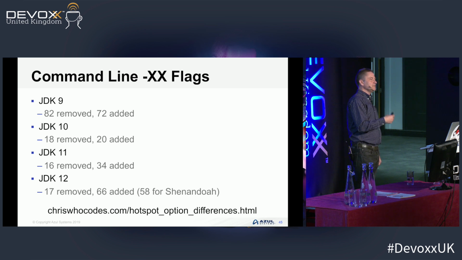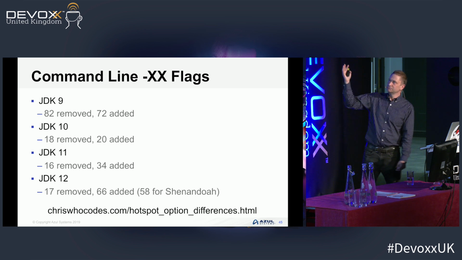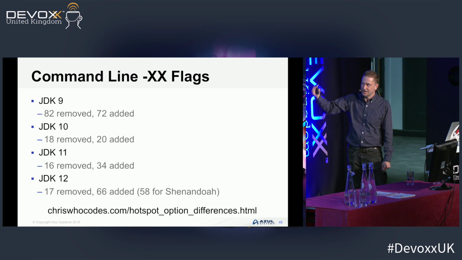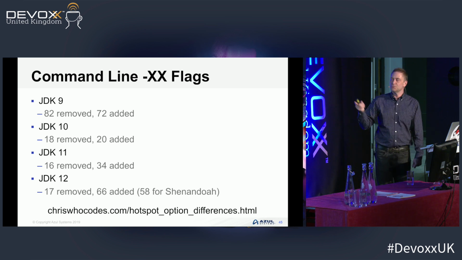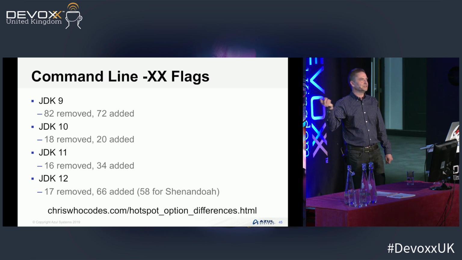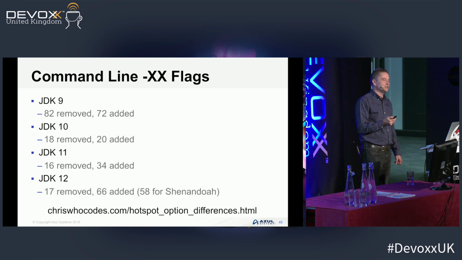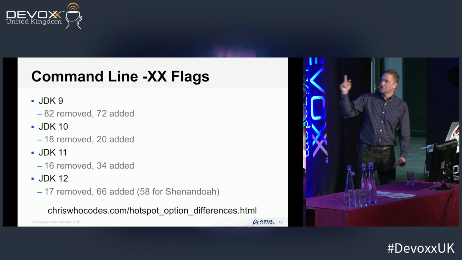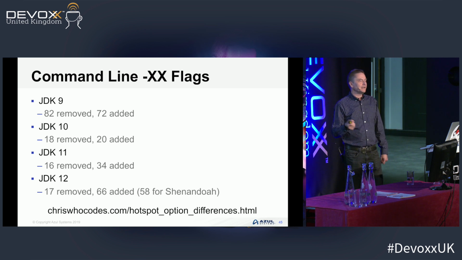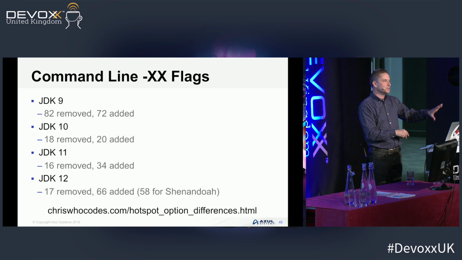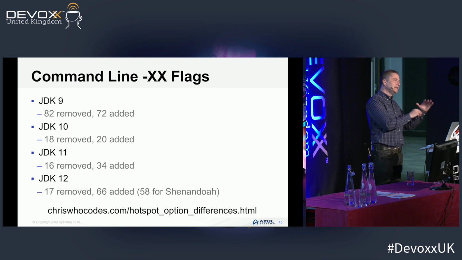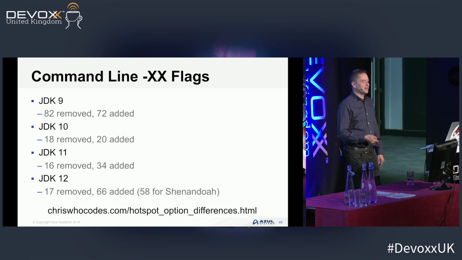JDK 10, they removed 18, added 20. JDK 11, 16 more removed, 34 added. JDK 12, 16 removed and 66 added, but 58 of those were for the Shenandoah garbage collector. So there are lots of different ways of changing that. And Chris Who Codes has got a really good website here. If you go there, there's a very nice breakdown. You can see all the different options for all the different JVMs and the differences between them, and also a little bit of information about what each option actually does.